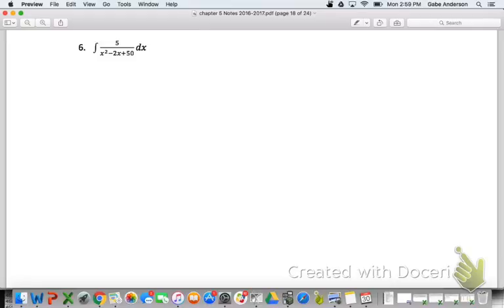What do you guys see is maybe a good option to do right away, right at the start, before we really think too hard? Get the 5 out. Yep. Agreed. So 5 integral 1 over x squared minus 2x plus 50 dx. Whoa. We have to factor, right? Wait a second. That's not right.